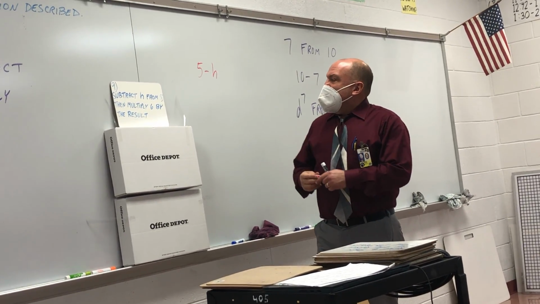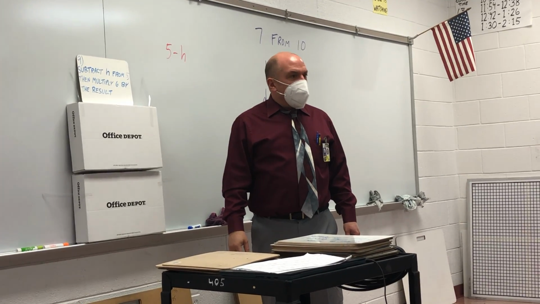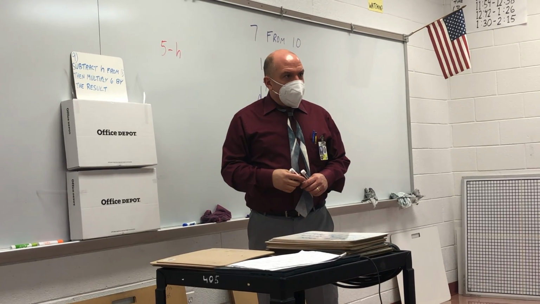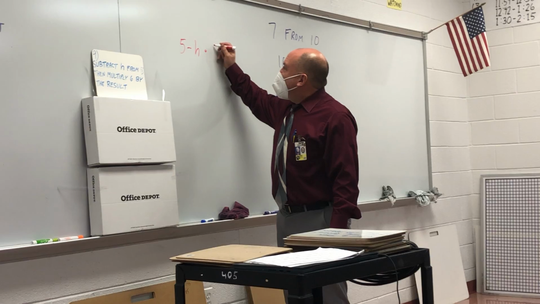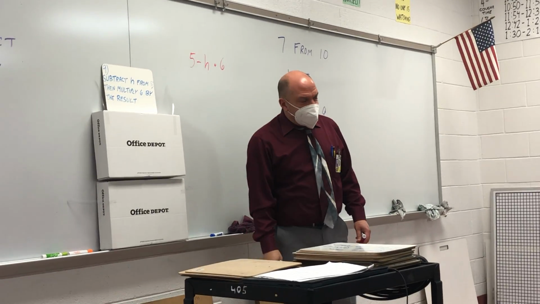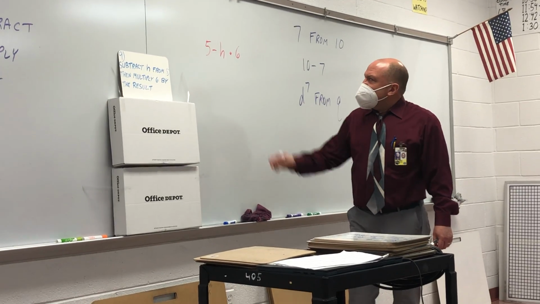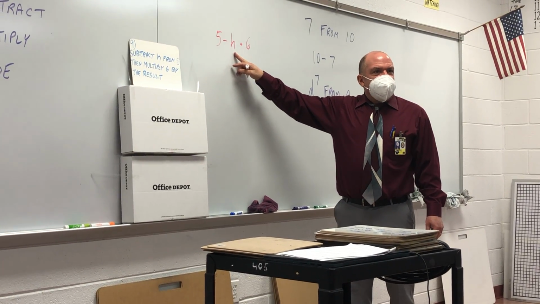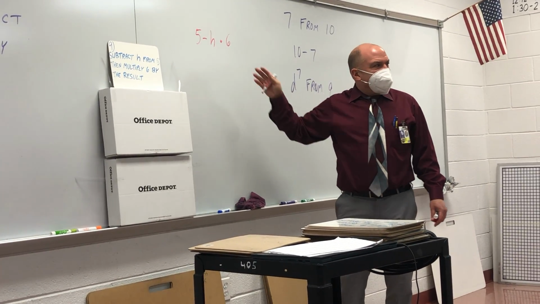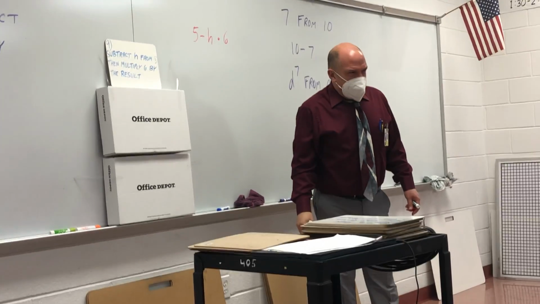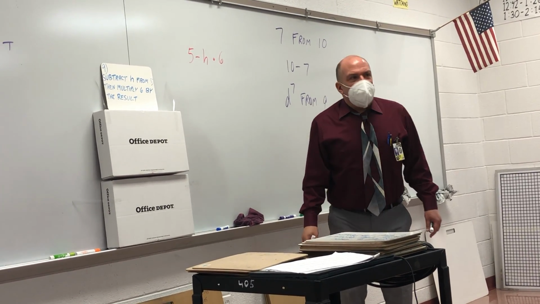Times 6. Now, multiply 6 by the result, okay? Now, here's the problem. If I do times 6, guess what? It's wrong. You know why? I'm only multiplying the h by 6. I want the whole result multiplied by 6. How do I show that? I put parentheses.